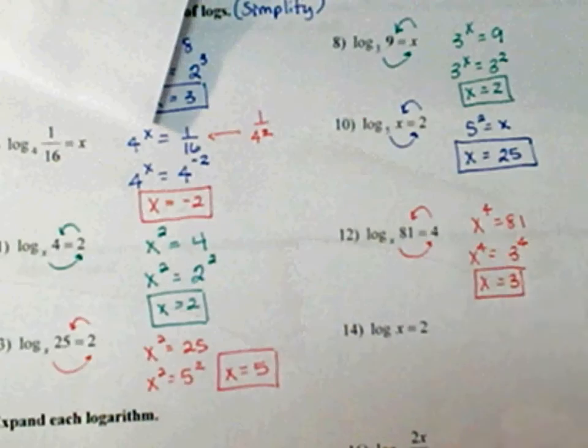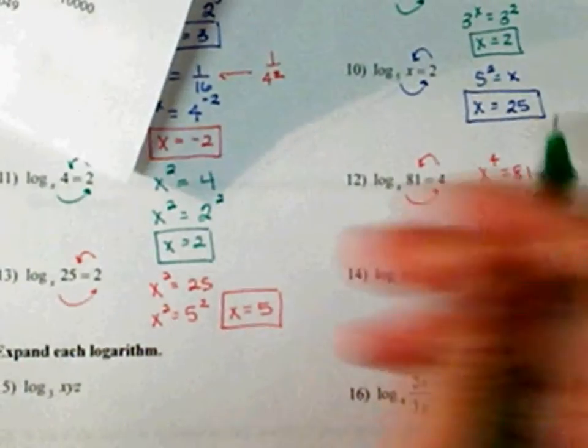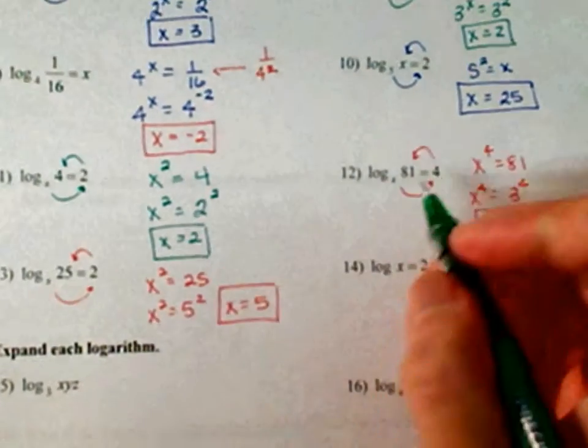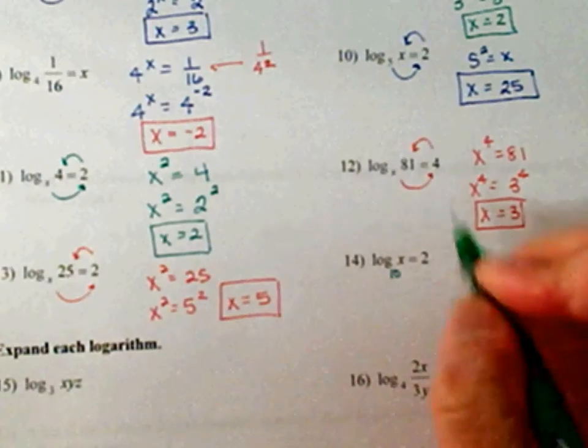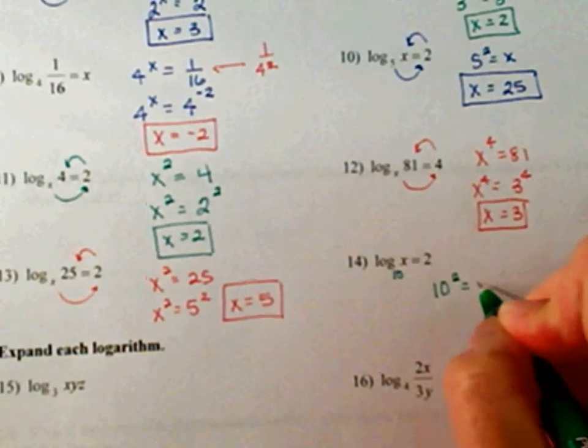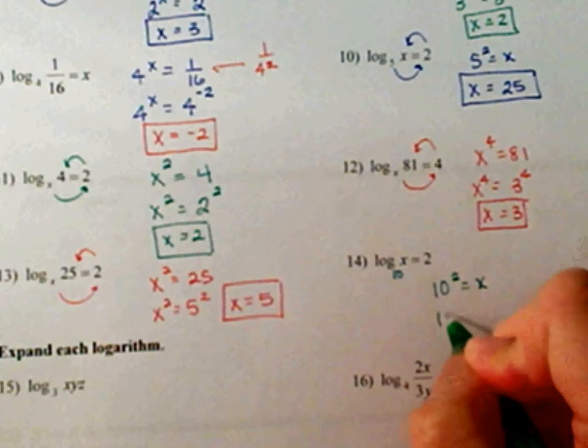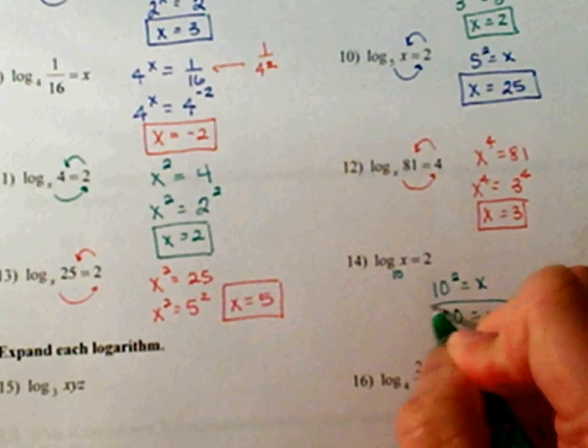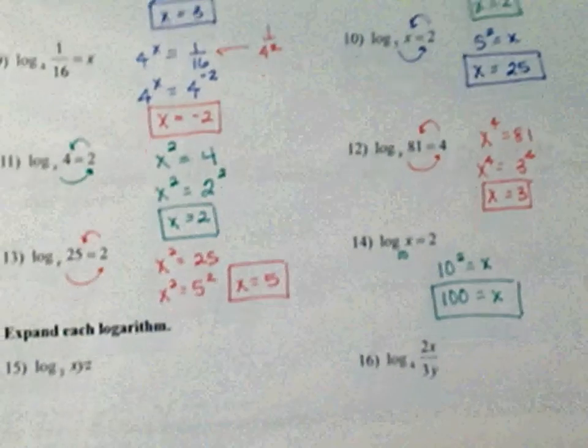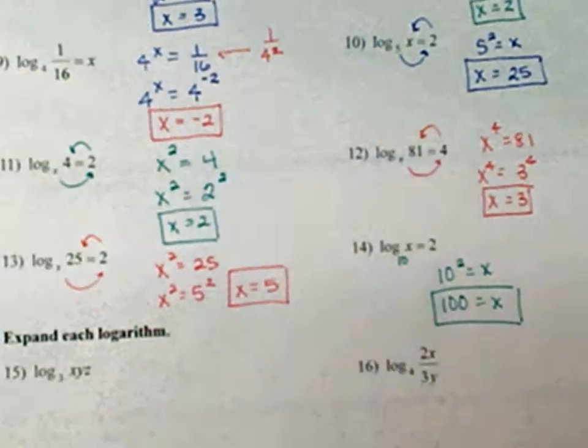Now, if there's not a base written, what is that base? That base is a 10. So you're going to have 10 squared is equal to x. So what is x equal to? X is equal to 100. These should be pretty straightforward and pretty simple.